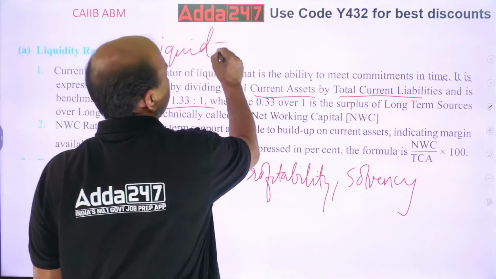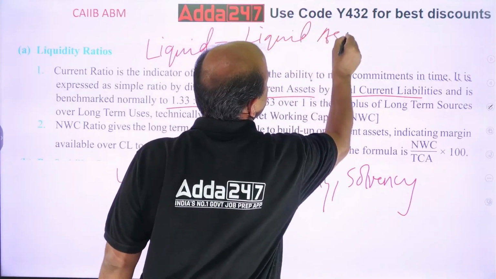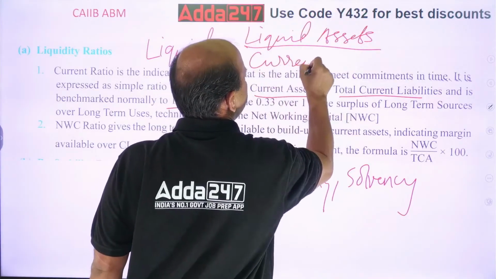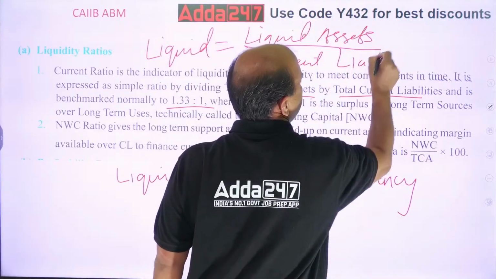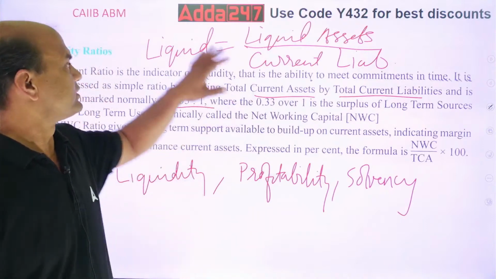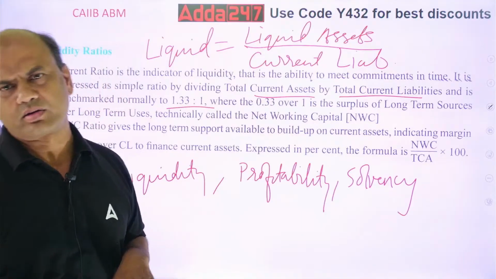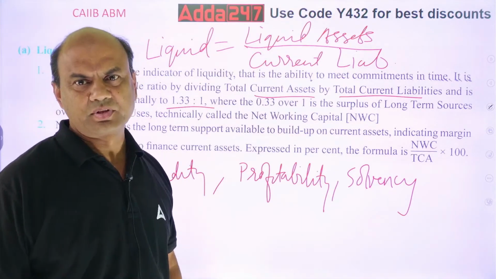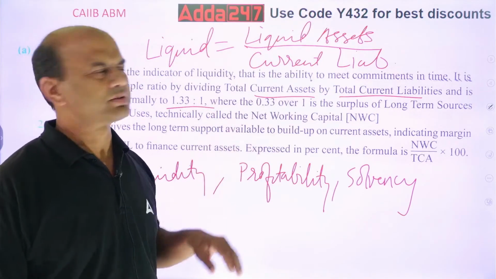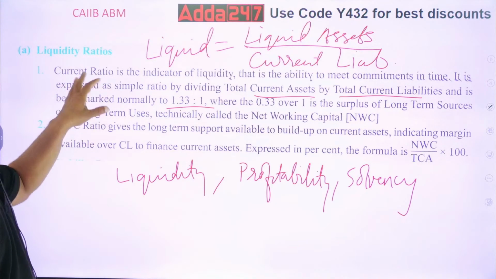Now coming to the liquid ratio, which is not given here. Liquid ratio equals liquid assets, whereas earlier we had current assets, divided by current liabilities. The liabilities are current only. So liquid assets divided by current liabilities is known as the liquid ratio. This is a very good indicator of short-term solvency and short-term liquidity also. You will study it in solvency also, because the current ratio gives you the overall picture of short-term liquidity.